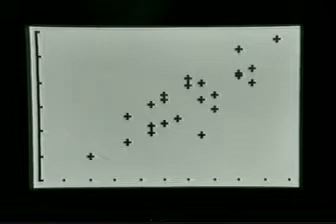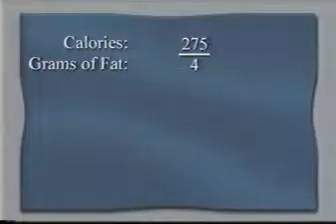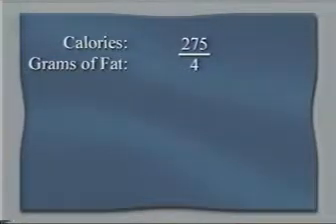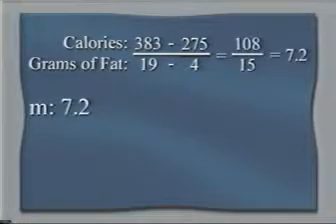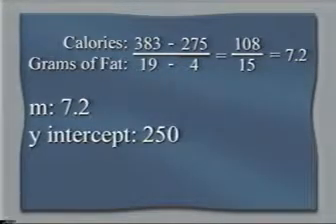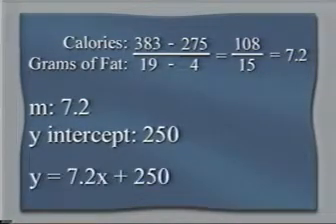I have selected two of the points. One of the points represents a 4-gram fat pizza with 275 calories, and another was 19 grams of fat with 383 calories. I simply divided the change in y by the change in x and got a slope of 7.2. I estimated from the graph that the y-intercept would be about 250, and thus I have my equation: y equals 7.2x, the slope of 7.2, plus 250, the y-intercept of 250.